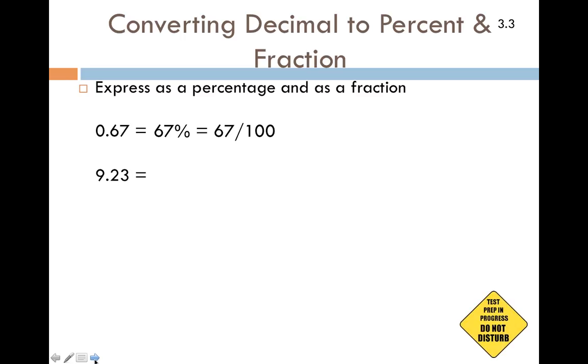Then we're going to do the same thing with the 9.23. We're going to move the decimal, still two places to the right. Even if the answer looks crazy, we don't care. Our job is just to follow the rule. Two places to the right gives us 923%, or 9.23, or 923 over 100. We can also convert that to a mixed number.